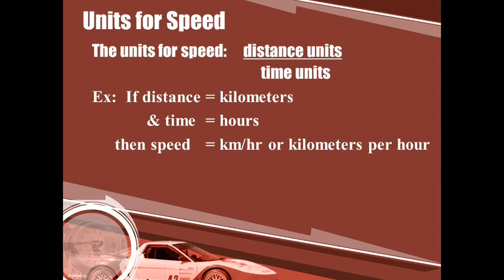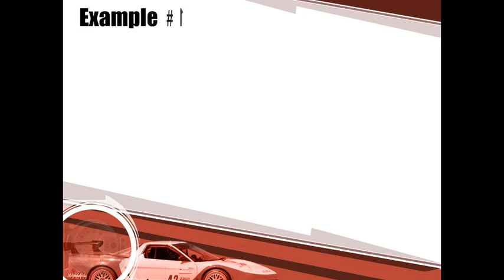So if it was kilometers and hours, it would be kilometers per hour. If it were meters and seconds, it would be meters per second. Or centimeters per second. If we're going to go all American on us, we're going to do miles and hours probably. Whoa. So next, we do have an example.